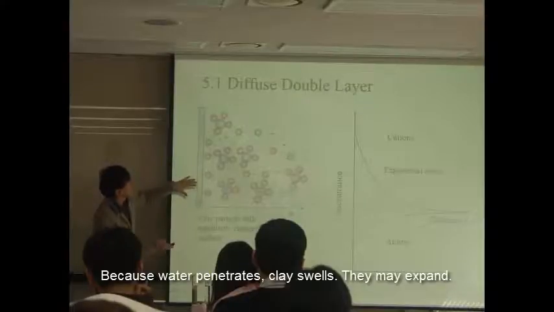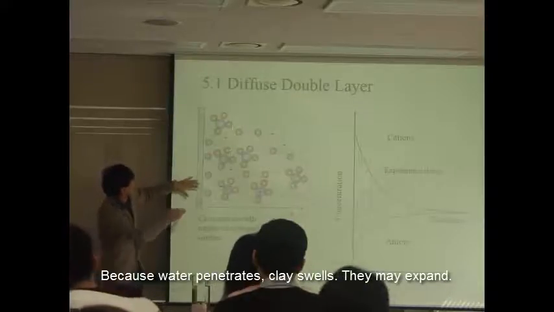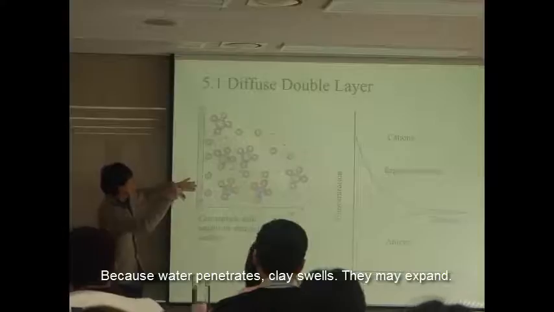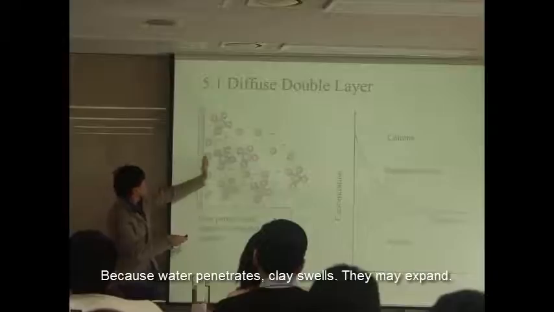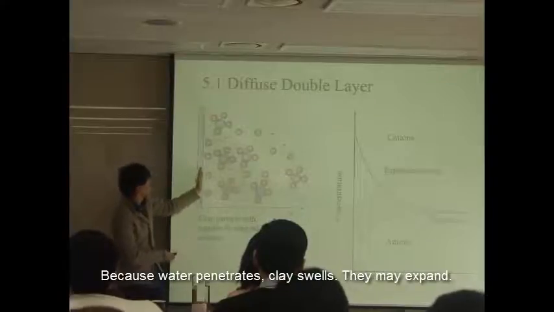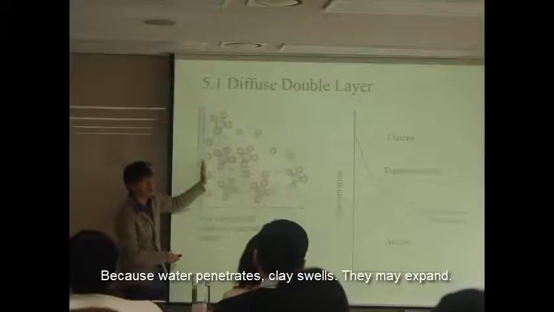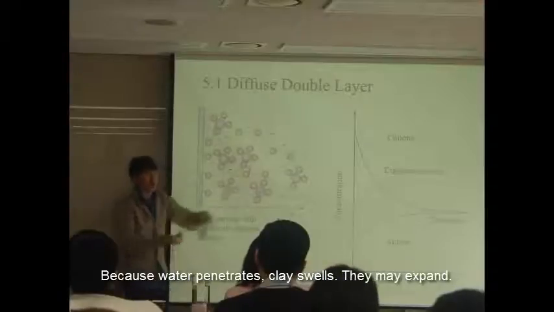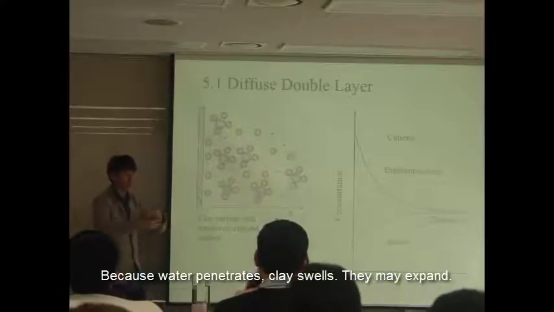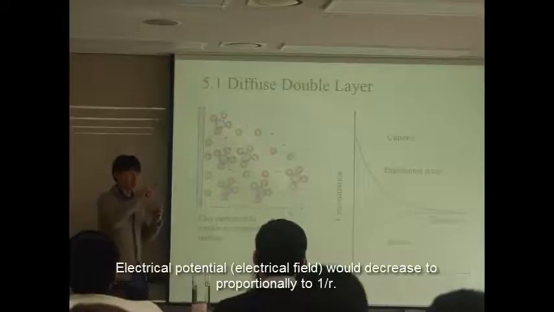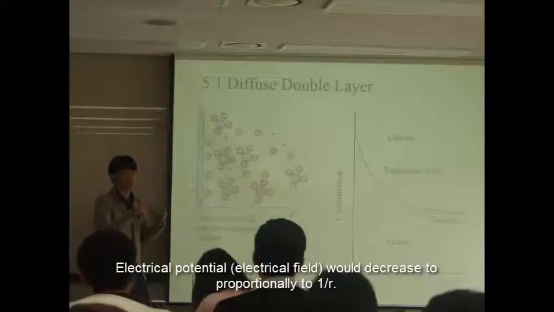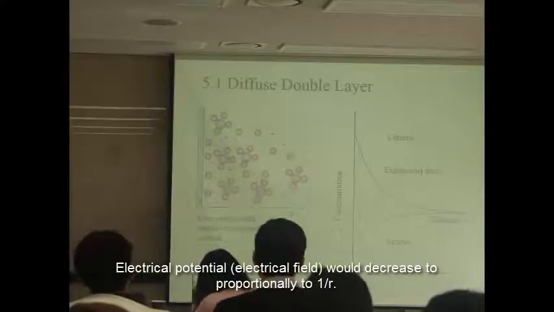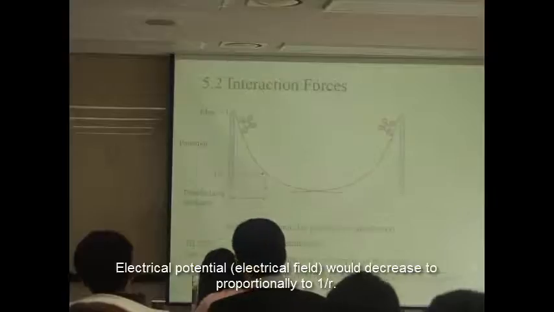And in here, I said there's an adsorbed water layer, right? And as you go far from the clay surface, the electrical potential will decrease. Right? When you think about the electrical field, there's a charge, and the electrical potential will decrease proportionally to 1 over r, right? The distance. So the electrical potential can be plotted like this.